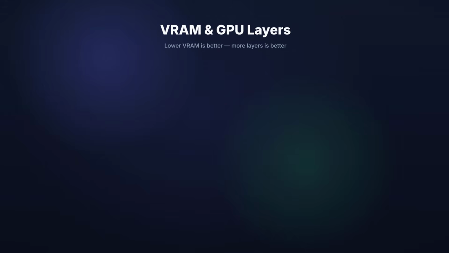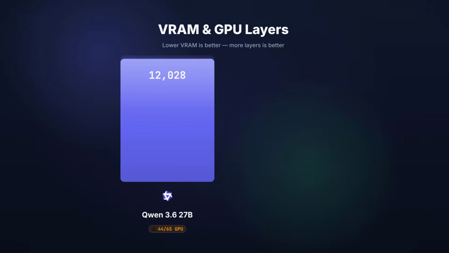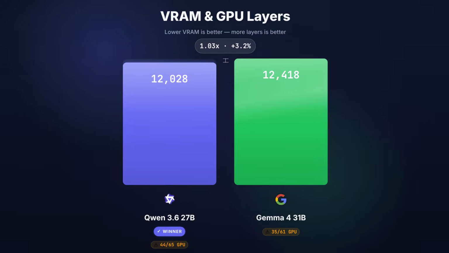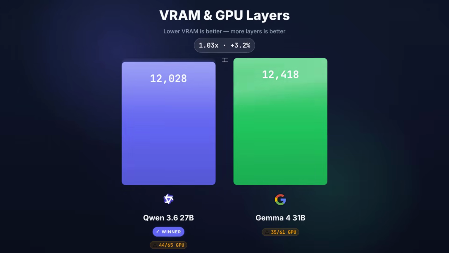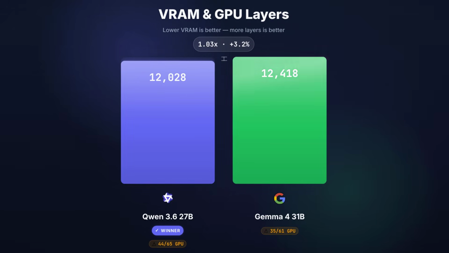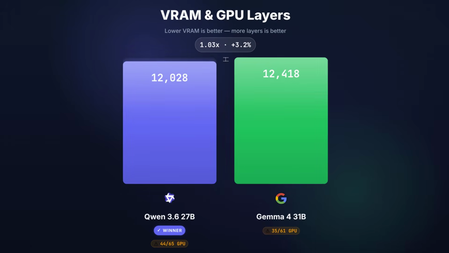Now here's the counterintuitive part. You'd expect the faster model to use more video memory, right? Qwen uses less, 12,028 megabytes versus 12,418. But the real story is layers. Qwen offloads 44 of its 65 layers to the GPU, nearly 68%. Gemma manages only 35 of its 61 layers, just 57%. Qwen fits 9 more layers on the GPU while using less VRAM.